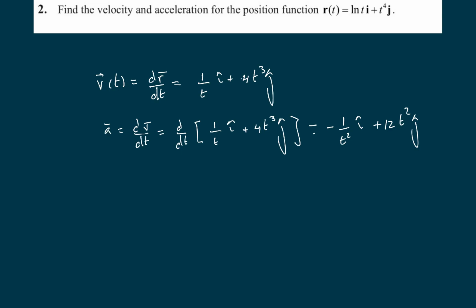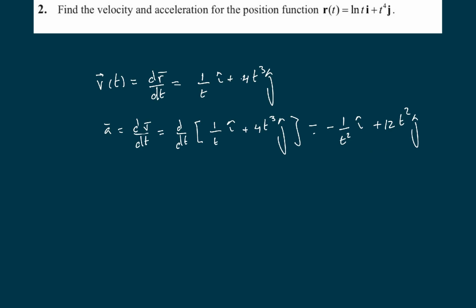And the acceleration is the derivative with respect to t of the vector velocity. What is the derivative of 1 divided by t, or t to the minus 1? The derivative with respect to t of t to the minus 1 is minus 1 divided by t squared i. What is the derivative of 4t cubed? It is 3 multiplied by 4 is 12, 12t squared j. So this is the vector velocity, and this is the vector acceleration.